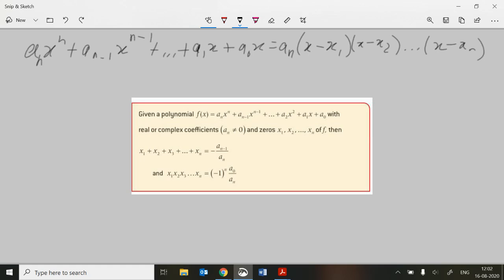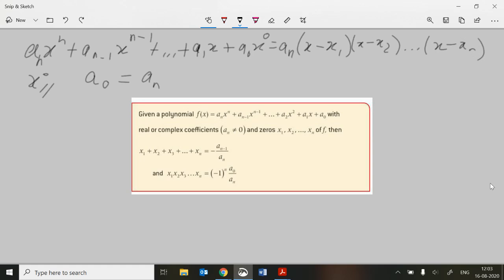Now let's deal with the easier thing first, so let's deal with x to the power of 0. That should be x to the power of 0 there, so that's just our last term. With x to the power of 0, we see that our coefficient is a_0, and that's going to be equal to a_n times each of these things here.